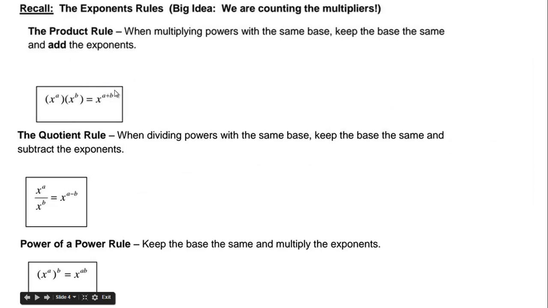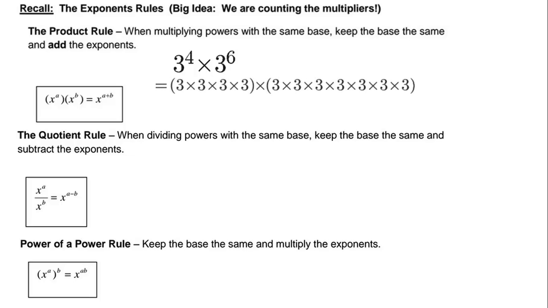Some of the exponent rules, we're going to use these rules, but we want to make sure we understand them. If you had 3 to the power 4 times 3 to the power 6, what you're basically saying is 4 3s and 6 3s. And so we've got 10 3s together. And so the rule here is add the exponents.